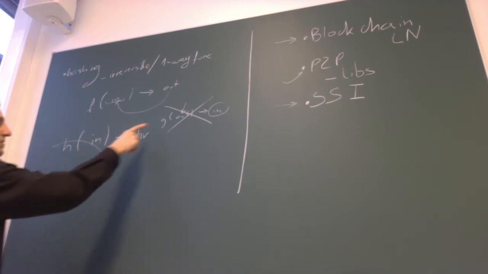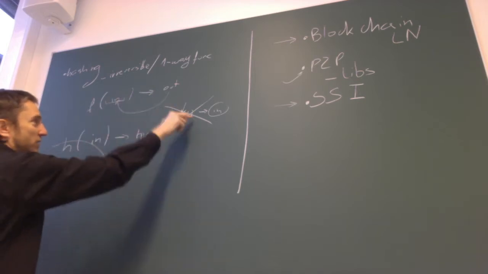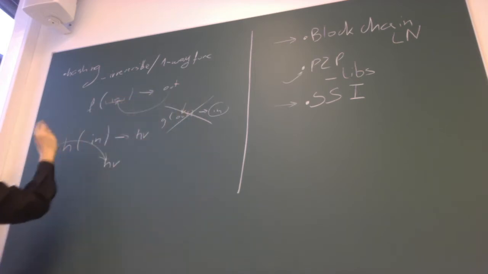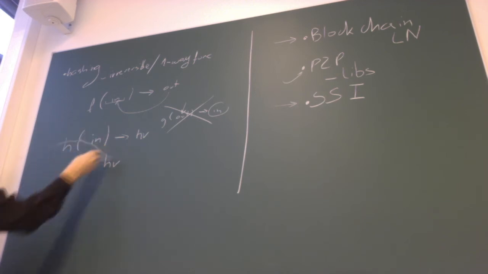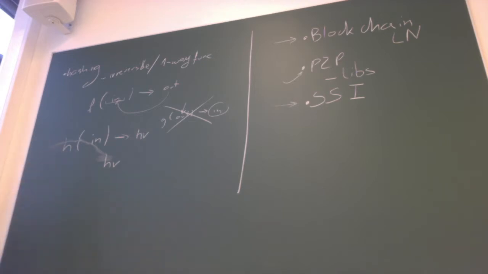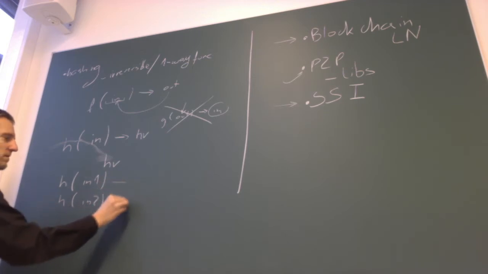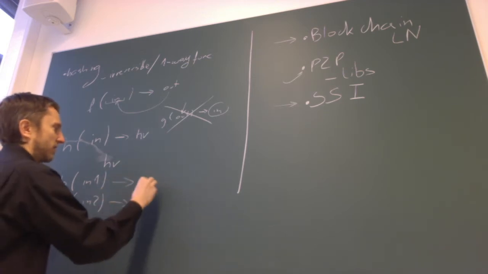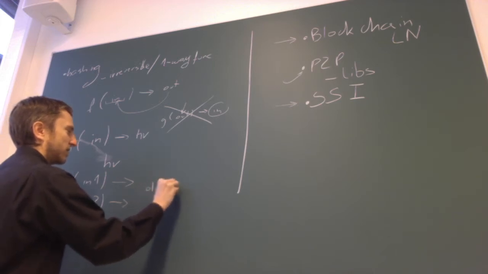So we want the function to be one way. We want the reverse to be really hard. We want the check to be quick, right? What else? There are two more important properties that we would like to have. So what happens if I have the hash for input 1 and the hash for input 2? What do we want? We want them to be different, right? We would like them to be different.